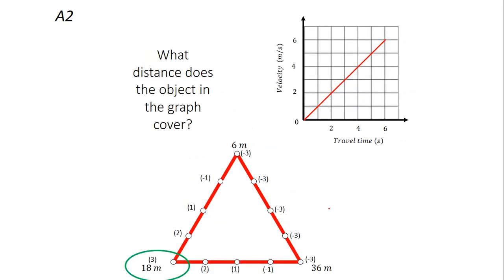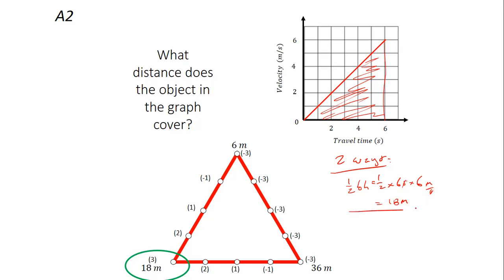The second one is what distance does the object in the graph cover? There's two ways of doing this. The first way is the area under the graph. So this is a shape of a triangle. And if I was to work out the area of this triangle, it's half times base times height, which is equal to half. The base is 6 seconds and the height is 6 meters a second. That equals 18, and the units, that's seconds, and that seconds cancels out, 18 meters.